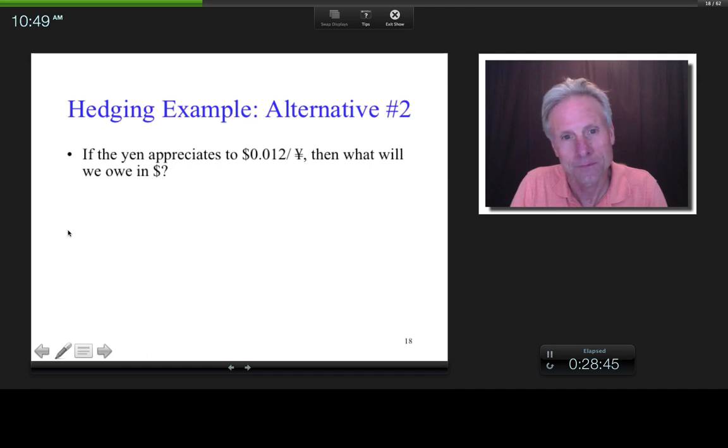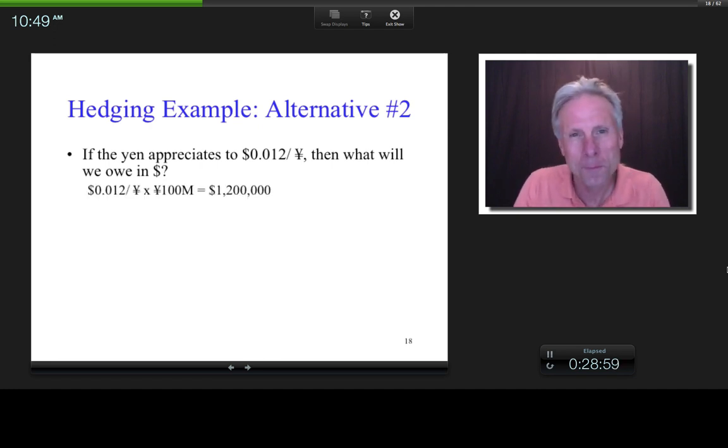Well, we owe 100 million. I mean, how much will we owe in dollars? We owe 100 million yen, right? But if the actual exchange rate in 90 days is 0.012 and we just wait 90 days, we don't do anything, well then we're gonna pay $1.2 million. Now, is that happy face or sad face?